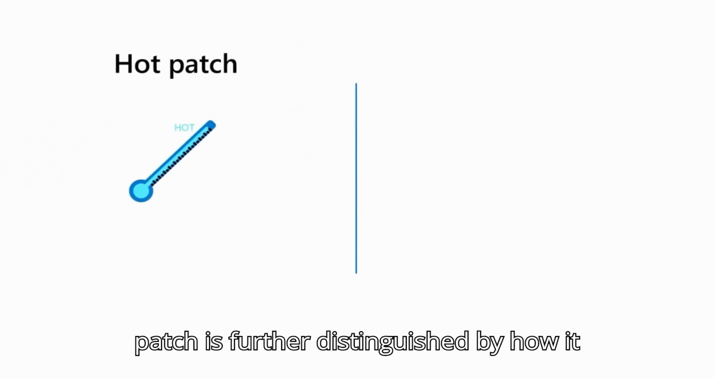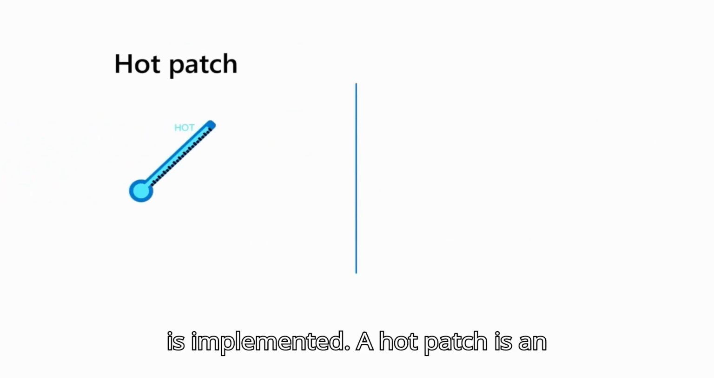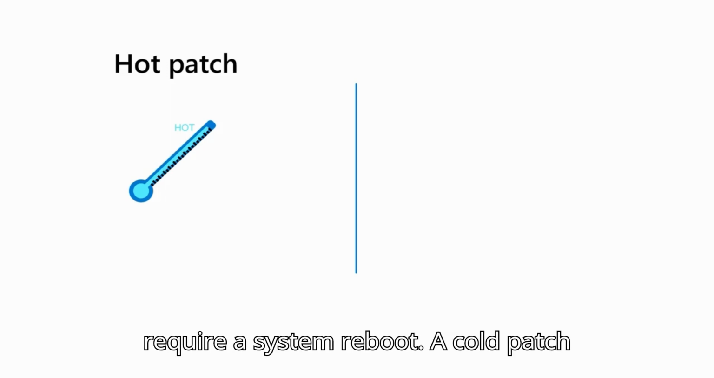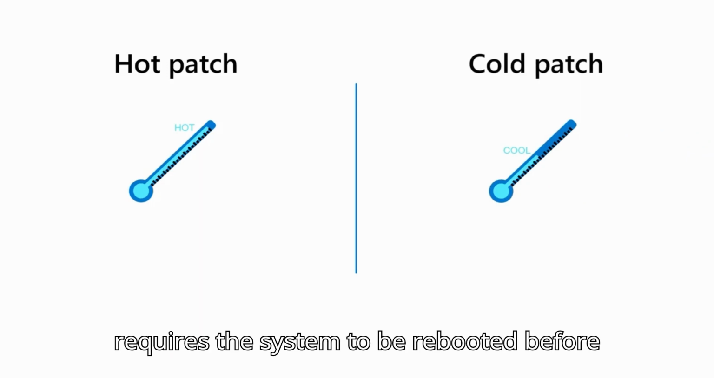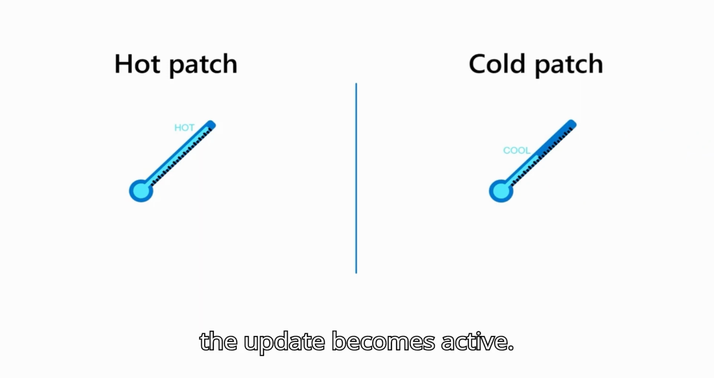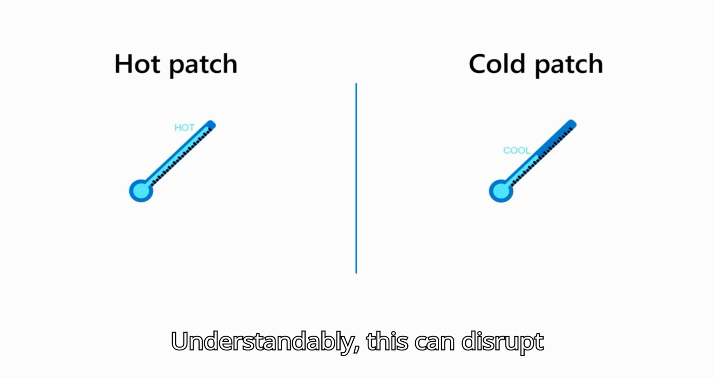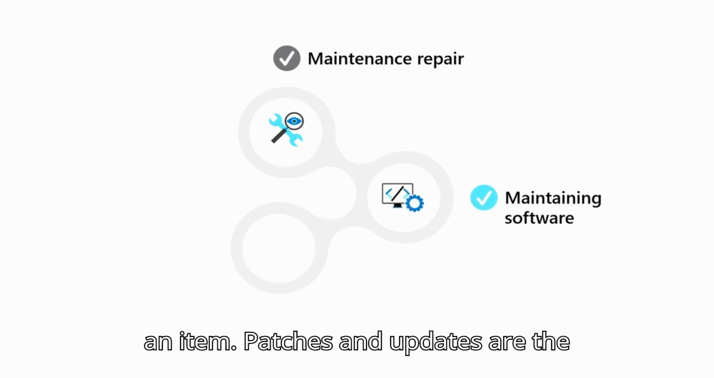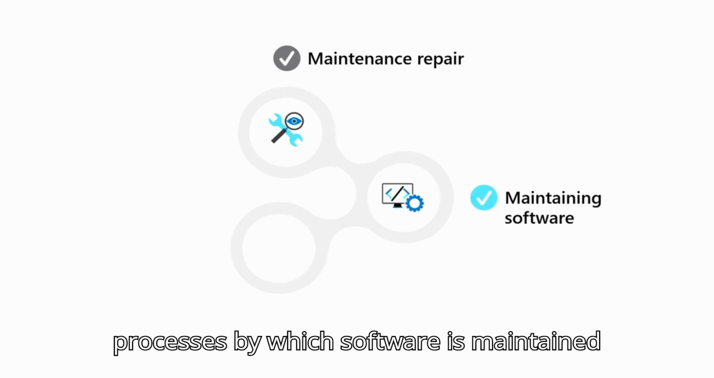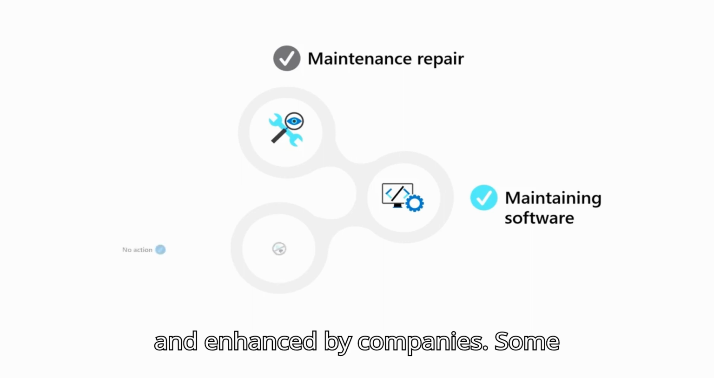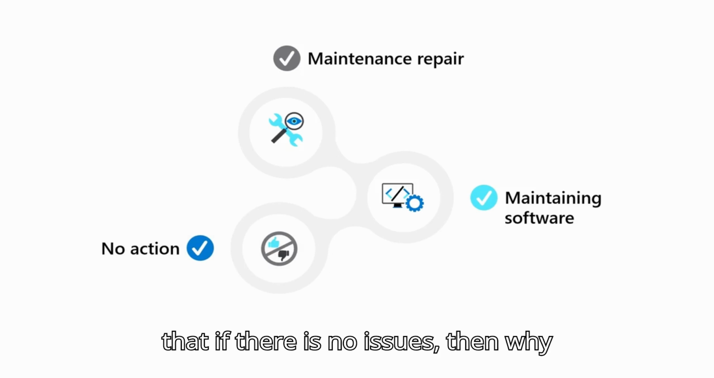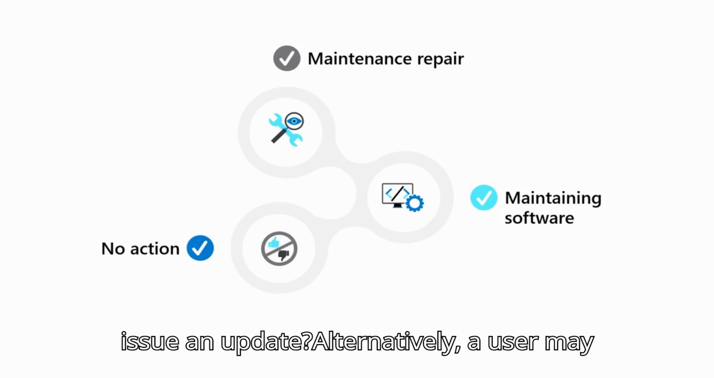A patch is further distinguished by how it is implemented. A hot patch is an alteration to the code that does not require a system reboot. A cold patch requires the system to be rebooted before the update becomes active. Understandably, this can disrupt operations. Regular maintenance avoids or eliminates the need to repair an item. Patches and updates are the processes by which software is maintained and enhanced by companies. Some individuals, however, choose not to implement patches based on the conclusion that if there are no issues, then why issue an update?